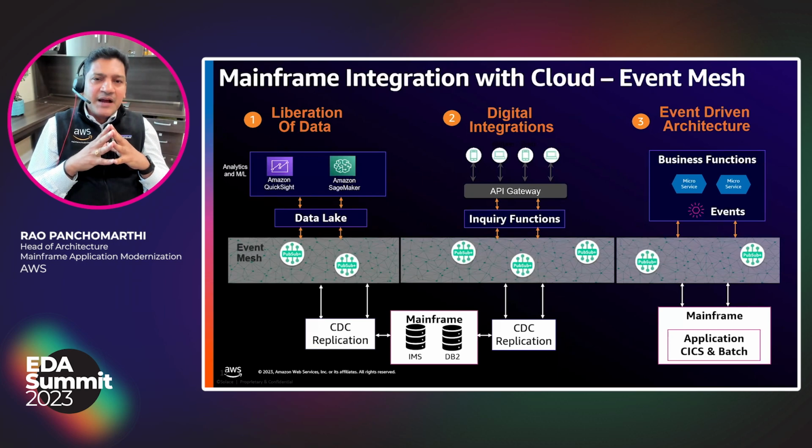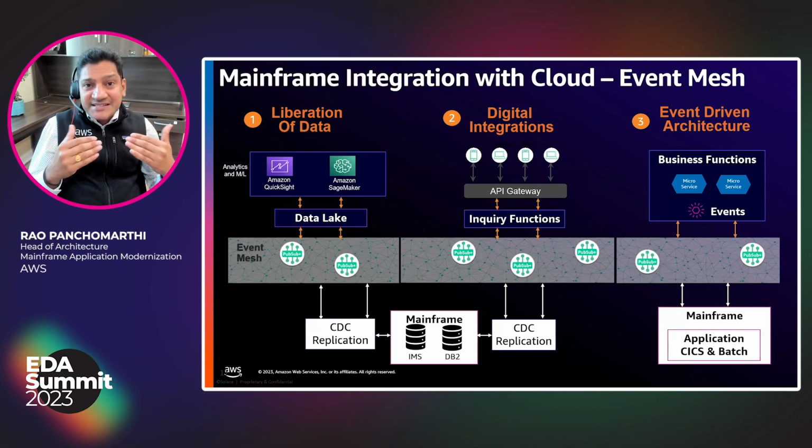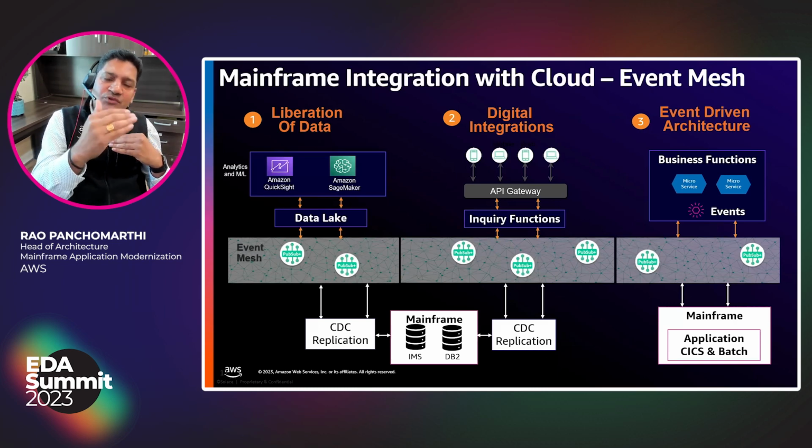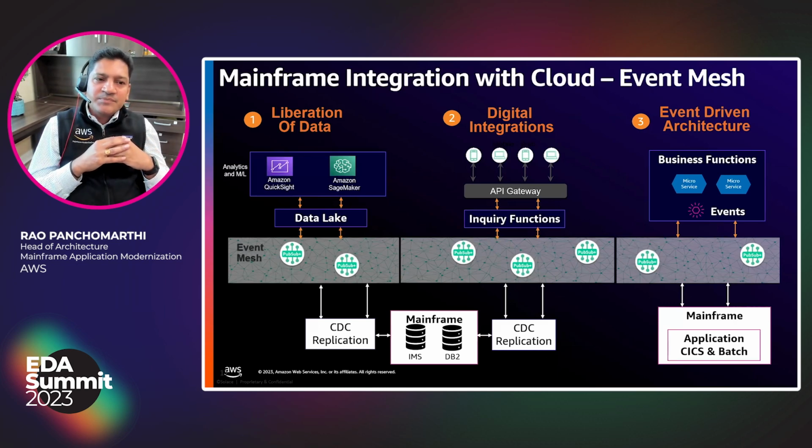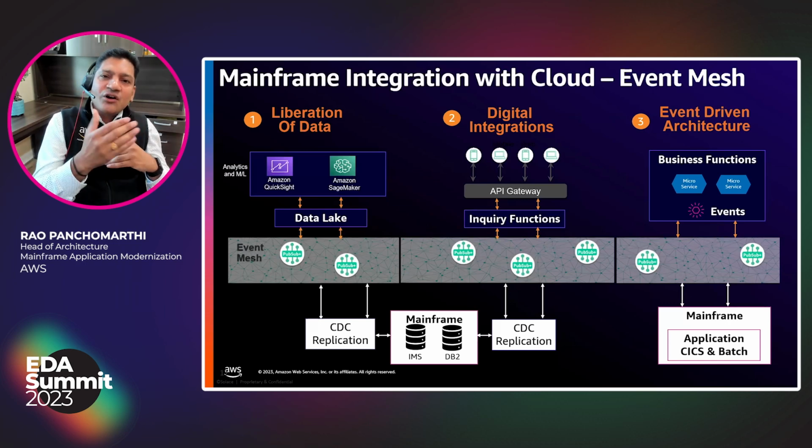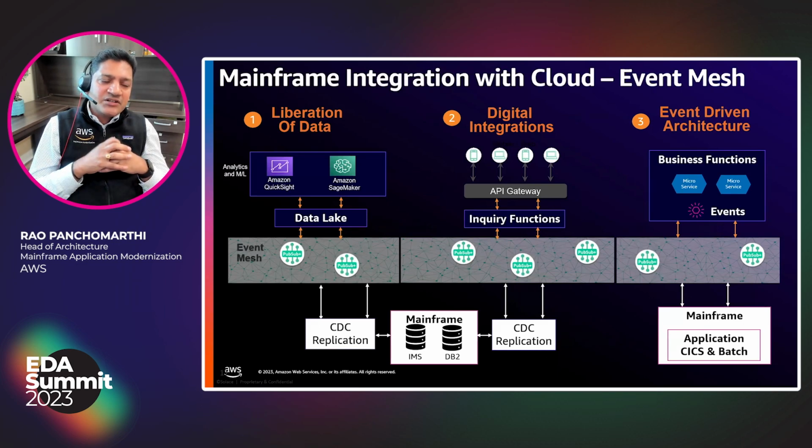Let's talk about the three different patterns. If you start all the way from the left, liberation of the data. In this case, what we mean here is by using your mainframe CDC replication tools, it could be Precisely Data Connect, you will be able to migrate and stream the events out of your mainframe database updates. It could be IMS and DB2 using change data capture. Those events can be consumed by consumers on AWS platform or any other hyperscaler, can be landed on a data lake, and we can start building the analytic applications on top of it, which is Amazon QuickSight or Amazon SageMaker.